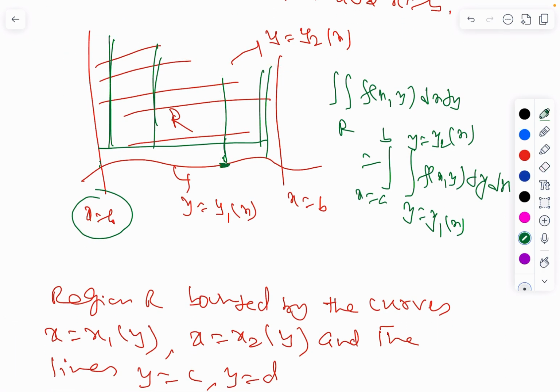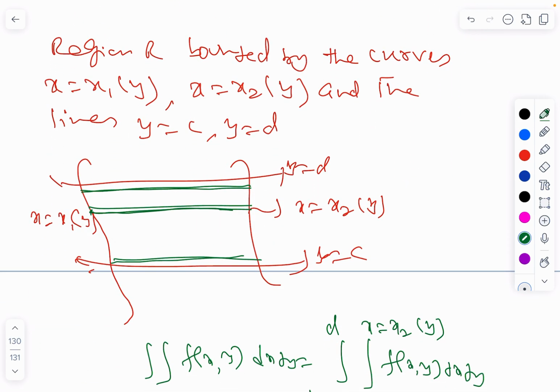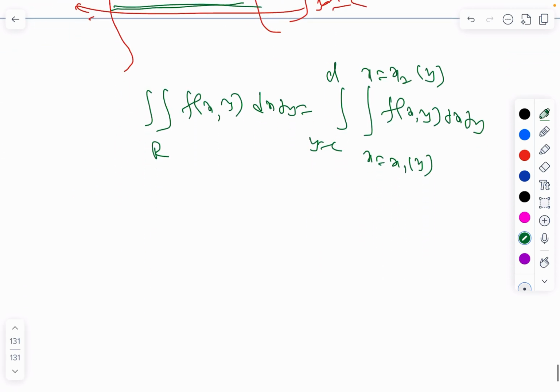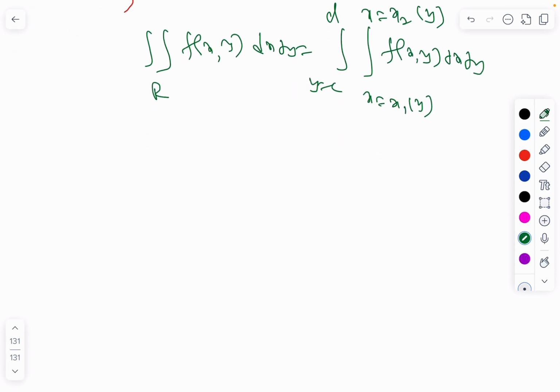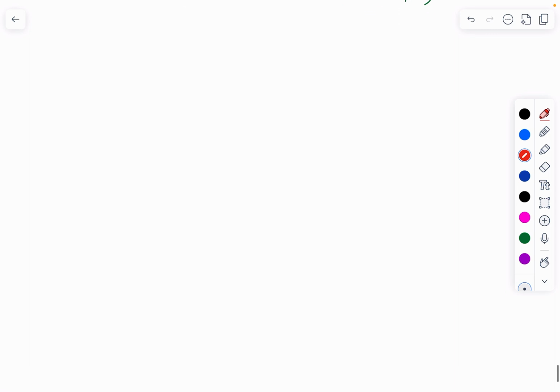Both ends are on the curves; here also both ends. One end is on x1(y), another end is on x2(y). So we can solve some examples.